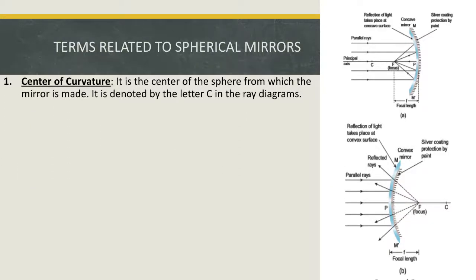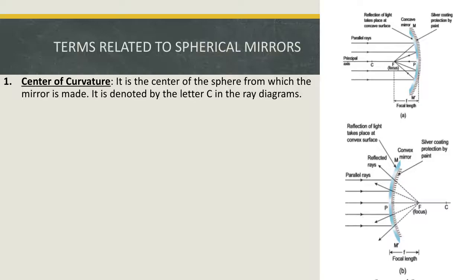Okay, the first thing is the center of curvature. When we started the discussion of spherical mirrors, we said that these spherical mirrors are nothing but a part of a sphere. They are taken out from a sphere, right? I give an example: if you have a ball and you cut a small part of it, not half, the thing which you get is nothing but a spherical mirror. That means it is a part of a sphere.